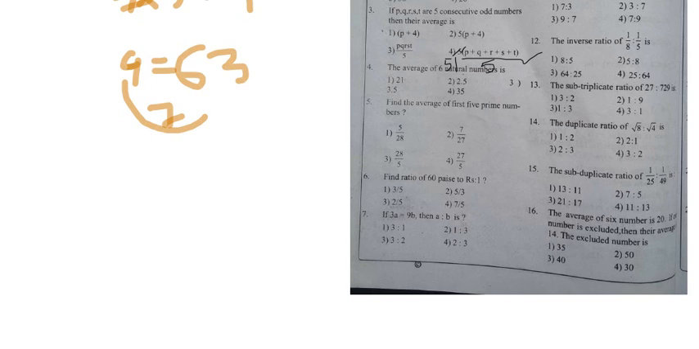Now next question, fourth question. The question number 4: the average of 6 natural numbers. Average of 6 natural numbers means what? First you have to take those 6 natural numbers. Just take the first 6 natural numbers: 1, 2, 3, 4, 5, 6.